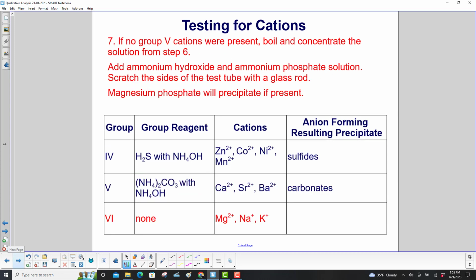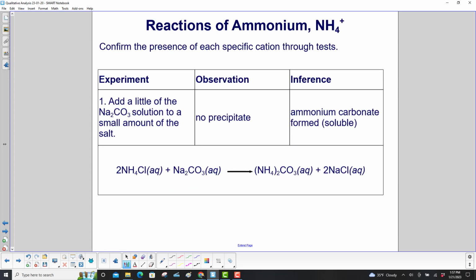Step 7. If no group 5 cations were present, boil and concentrate the solution from step 6. Add ammonium hydroxide and ammonium phosphate solution. Scratch the sides of the test tube with a glass rod. Magnesium phosphate will precipitate if present. Reactions of ammonium. Confirm the presence of each specific cation through tests.